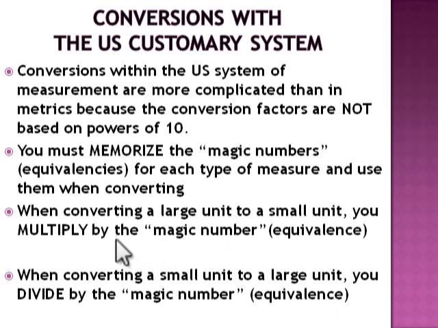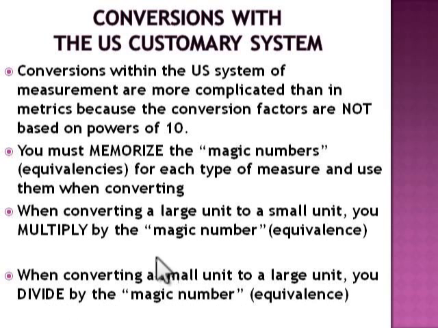Secondly, you need to know that if you're converting a larger unit, not a larger number, but a larger unit, like a yard is bigger than a foot, so if you're changing yards into feet, or pounds into ounces, a larger unit to a smaller unit, you multiply however many you're asked to change by the magic number. When you're converting a smaller unit, like ounces, into a larger unit, pounds, you divide by the magic number.